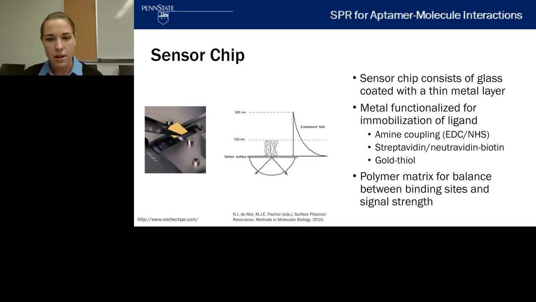So binding interactions that occur further from the surface actually will have less of a signal that's being detected than those that are near the interface. So this balance between the binding sites and signal strength is usually around 100 nanometers, which is the polymer length from the surface generally.